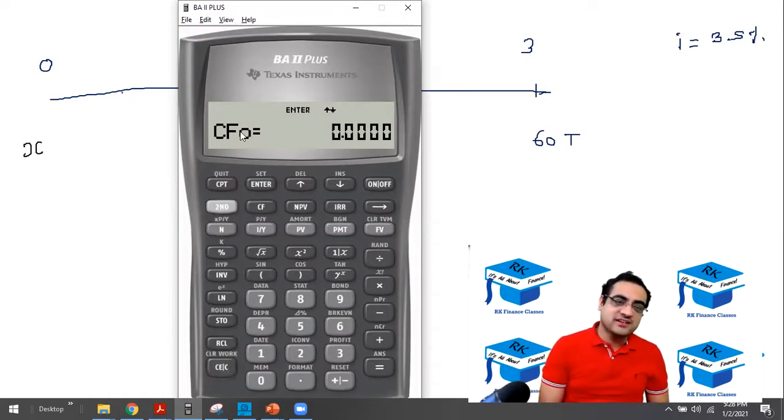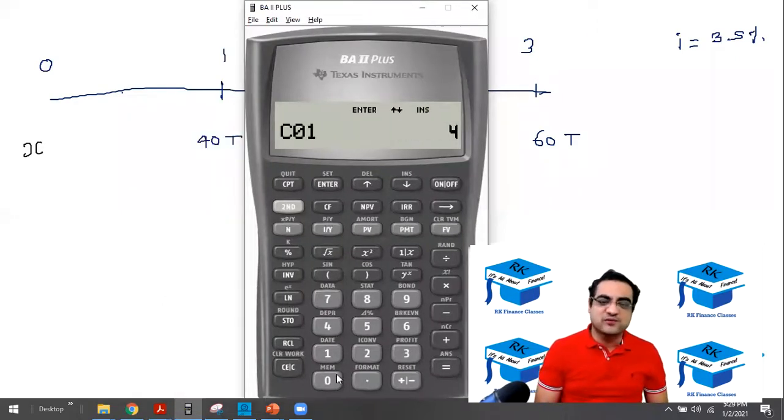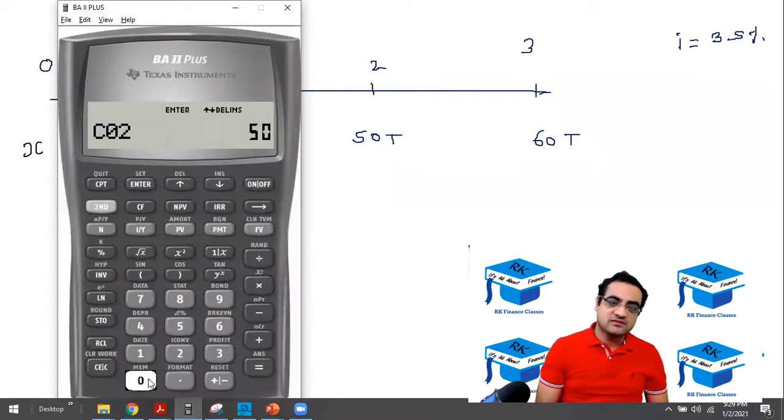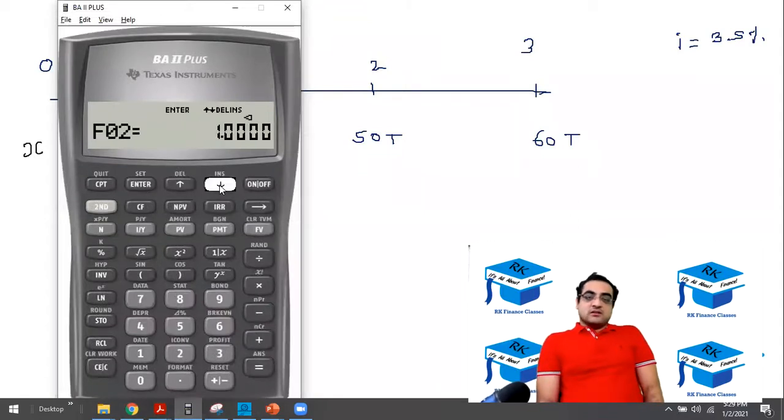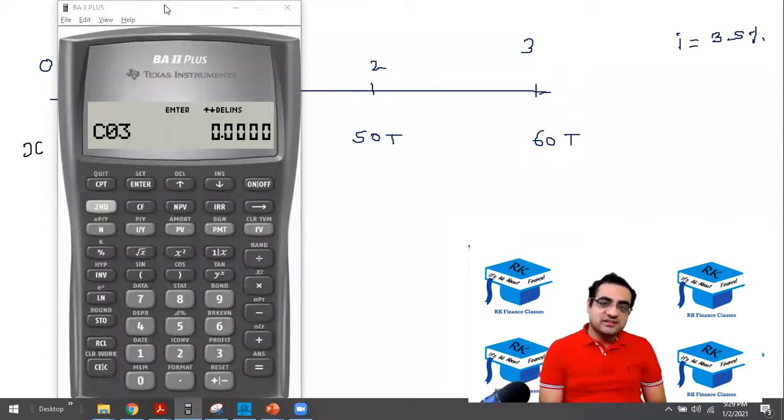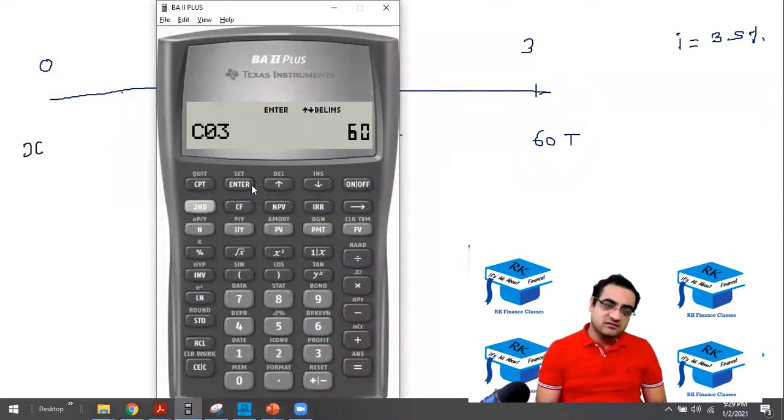Year 0, there's nothing. So scroll down. Year 1, there is 40,000. I'm not interested in the 1,000, I'll just press 40, enter. Scroll down, ignore the frequency. Scroll down, year 2 is 50. Enter. Scroll down, ignore the frequency. Scroll down, year 3 is 60, enter. Then press NPV.